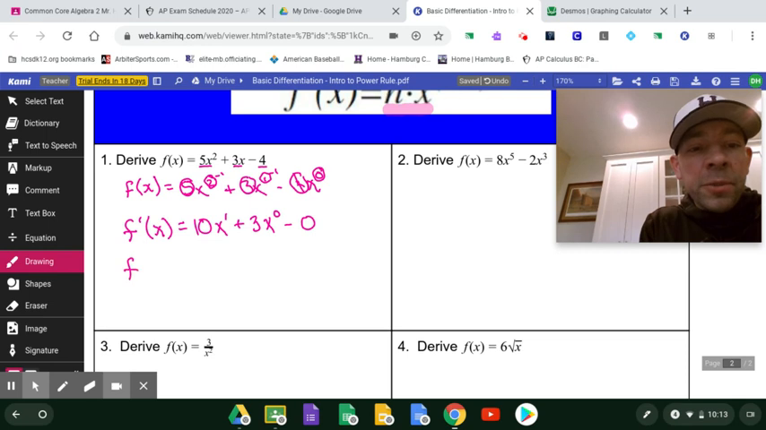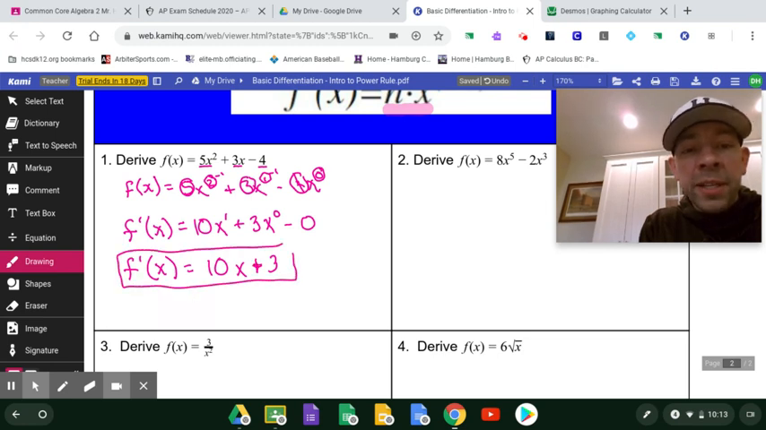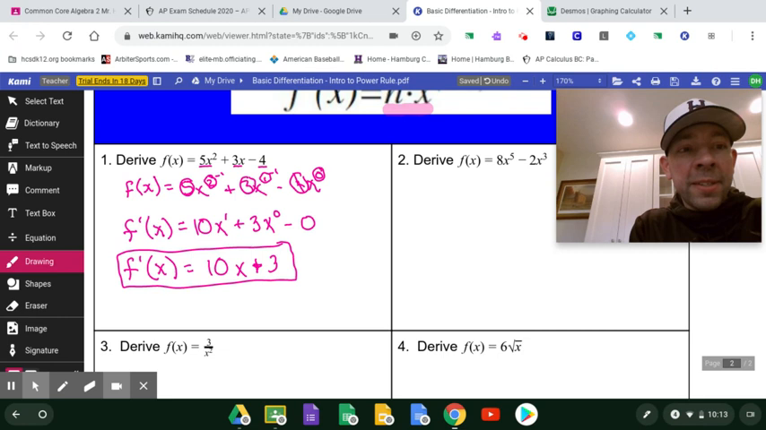And as I clean this up just a tick, we're going to get 10x plus 3 for my derivative, which is exactly the same answer I got a few minutes ago when we did the difference quotient. So yeah, life is getting easier.